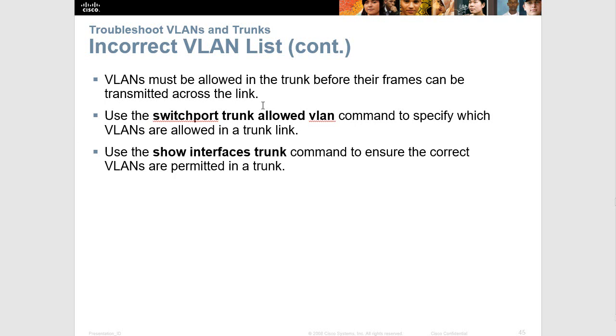And so VLANs must be allowed before they can be transmitted across, unless you have allowed everything. If you don't use the switchport trunk allowed VLAN command, then all VLANs will be allowed. All right, you can do a show interfaces trunk to ensure that the correct VLANs are permitted across the trunk, which was what we saw on the last slide.